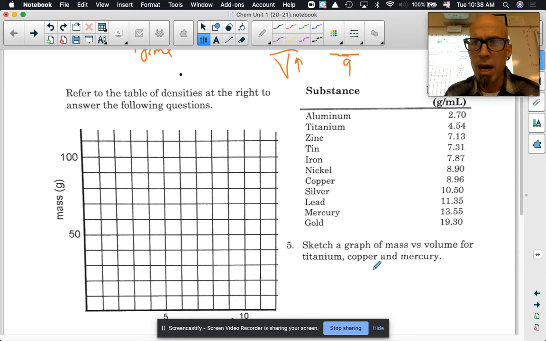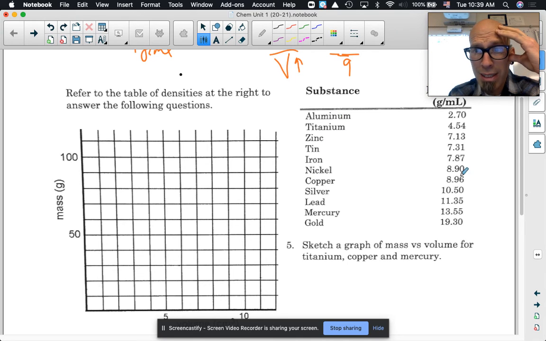Let's just round it to 9, okay? If it's 9 for copper, how do you sketch a line on this graph that represents copper when we don't have any copper data? Like in the lab, you measured aluminum. You measured the masses and the volumes of 4 different cylinders, and then you plotted the points and you made a graph.